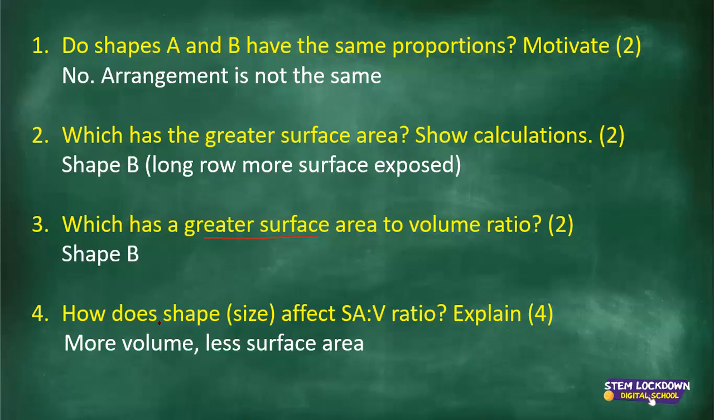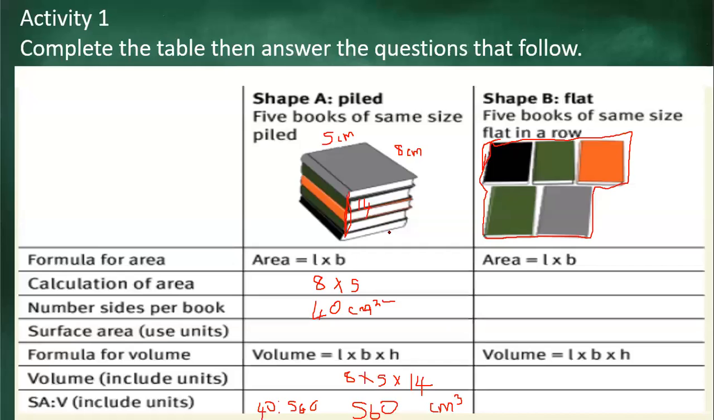Then number 4, how does the size affect surface area to volume ratio? Explain. When there's more volume, there will be less surface area. Here, when there's more volume, it means there's less surface area. What other example can I make?